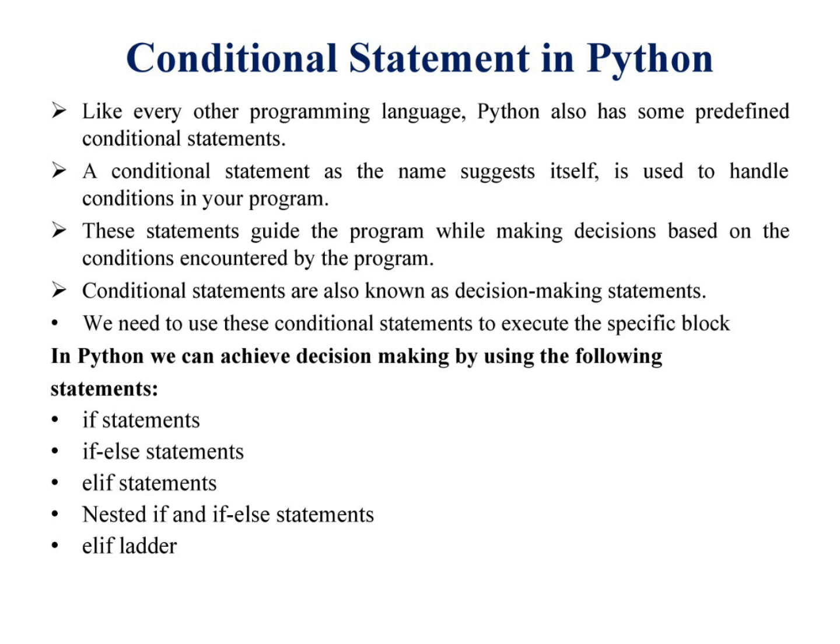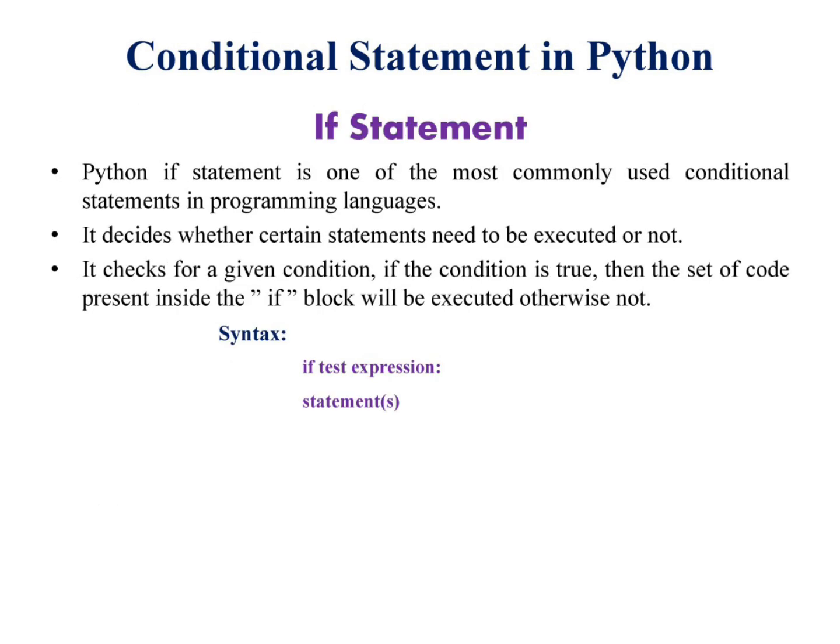In Python, we can achieve decision making by using the following statements: if statement, if else statement, elif statement, nested if and if else statement, and elif ladder. Let us see them one by one. The first one is the if statement.